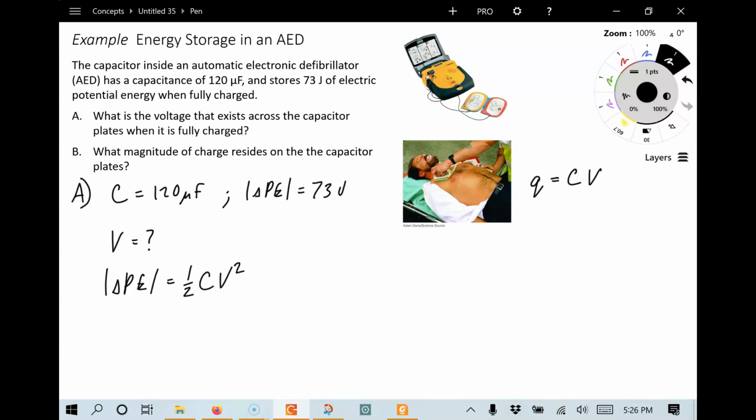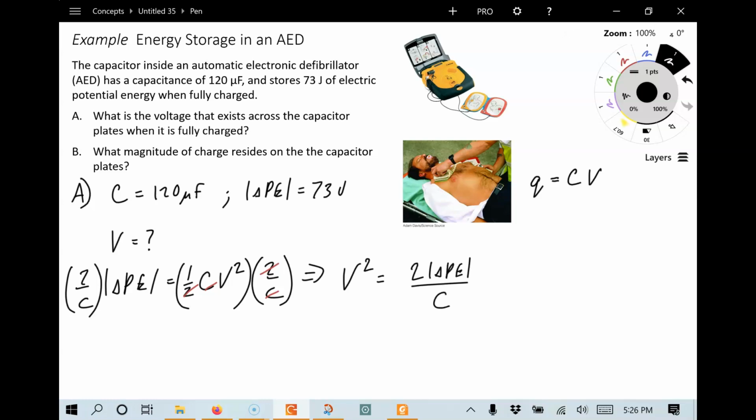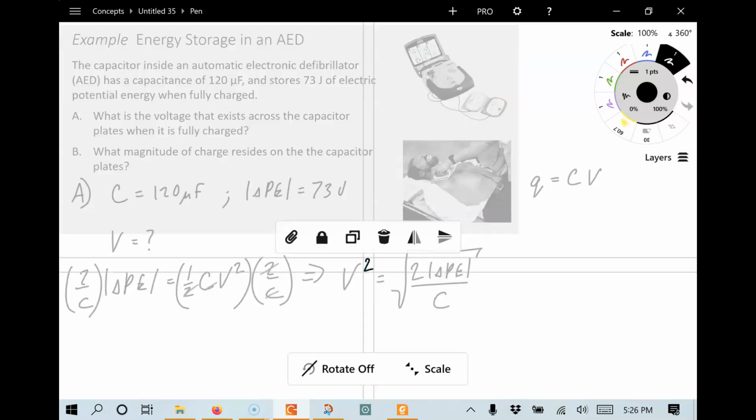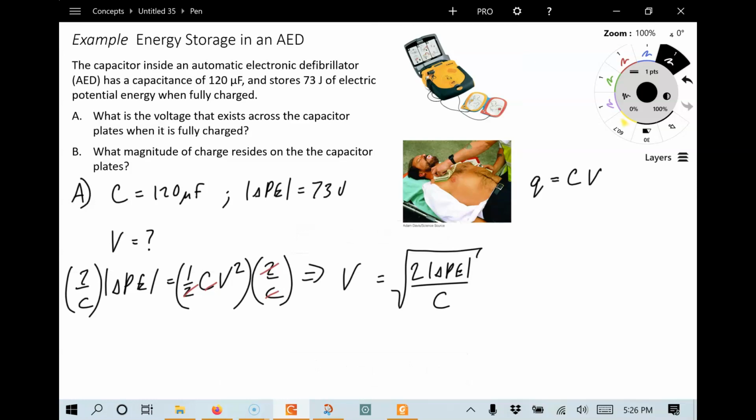We're trying to figure out V, so we have to do a little bit of algebra here. Let's multiply by 2 over C on both sides and cancel out some C's and 2's. If we turn this around, we end up with V squared equal to 2 times the stored energy divided by the capacitance, and then we'll take the square root. Now to get the answer for V, let's plug in our values.